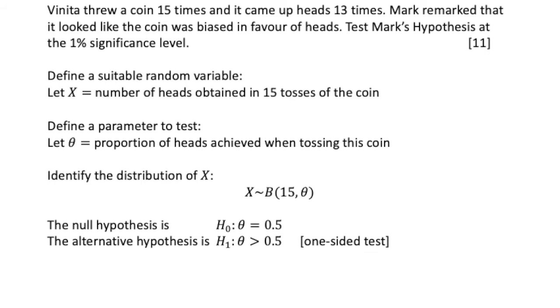Because I've got a greater than symbol there, this is what's known as a one-sided or sometimes a one-tailed test. If Mark were claiming that the coin were biased in favour of tails, then the alternative hypothesis would be theta less than 0.5, but that would still be a one-sided test. If Mark were just claiming that the coin was biased, then the alternative hypothesis will be theta not equal to 0.5, and then we would have to use a two-sided test. So for our purposes, things are about as simple as they can be. It's going to be a one-sided test.